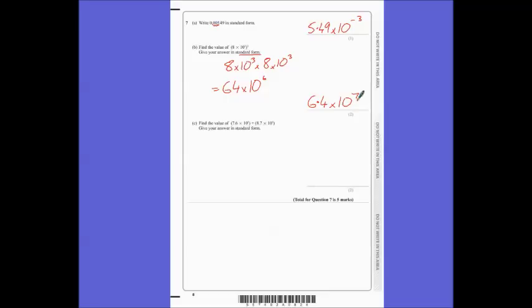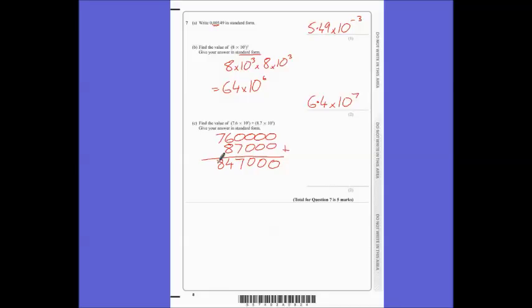It says find the value of 7.6 times 10 to the 5, add 8.7 times 10 to the 4, and again give your answer in standard form. So 7.6 times 10 to the 5 is 7, 6, and 4 zeros, and 8.7 times 10 to the 4 would be 8, 7 and 3 zeros. And we need to add those together. So we've got 0, 0 and 0. This would be a 7. 6 add 8 is 14, so 4 down carry 1. And 7 add 1 is 8.